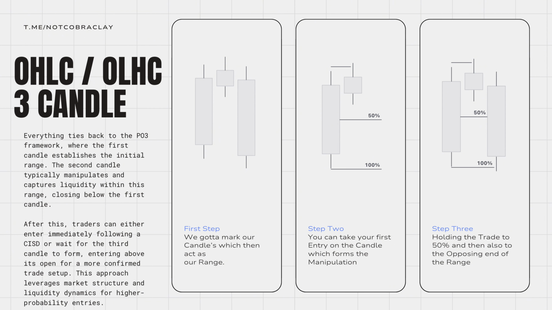The second candle gives you the typical manipulation, capturing liquidity within this range and closing below the first candle. Maybe London liquidates Asia, pulls back, and then you can look for sells or buys depending on the bias. After this, traders can either enter immediately following a CISD or wait for the third candle to form, entering above its open for a more confirmed trade setup.